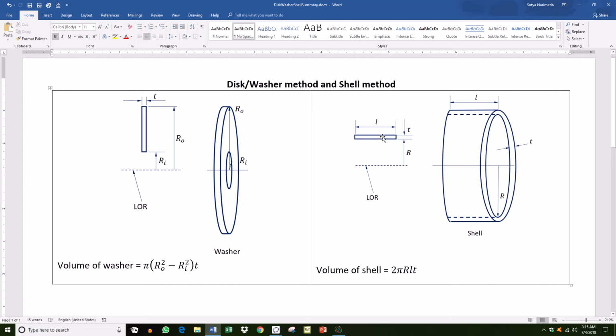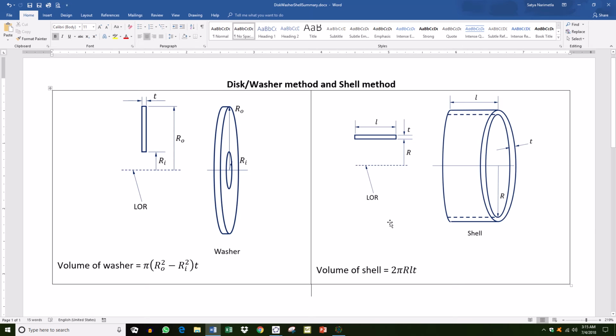Now, please pay attention to this very, very important point. What's the difference between this and this? The first scenario and the second scenario. Here I said washer, shell. And the key thing is, notice the relative orientation of the rectangle with respect to the line of revolution. When the rectangle is perpendicular to the line of revolution, you get a washer. On the other hand, when the rectangle is parallel to the line of revolution, you get a shell. That is the key part. Keep that in mind and let's get busy.